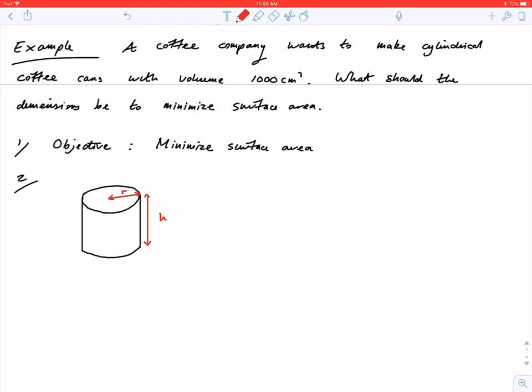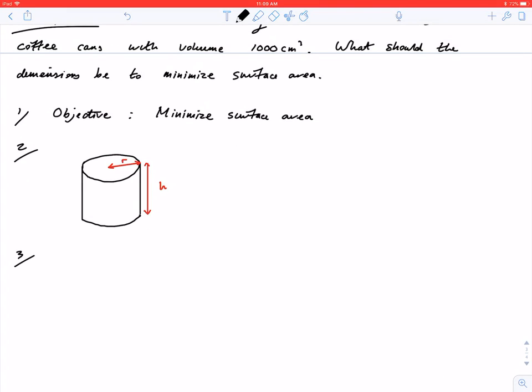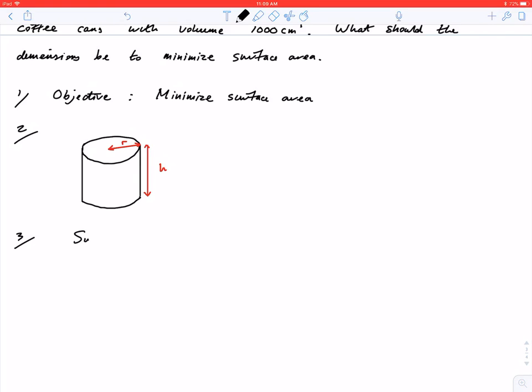Fairly straightforward. Next, I need to represent the objective in terms of these unknowns. The objective is the surface area. Now, what is the surface area? It's composed of 3 things. You've got the top, you've got the base, and you've got the sides. So the top is just the area of a circle of radius r, so that's pi r squared. The bottom is exactly the same.